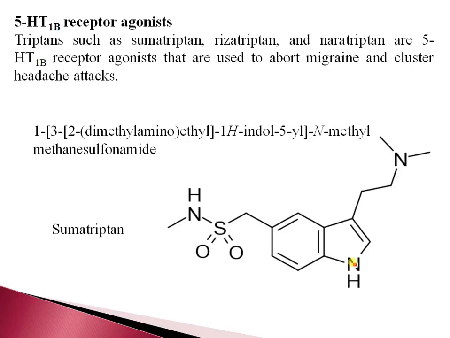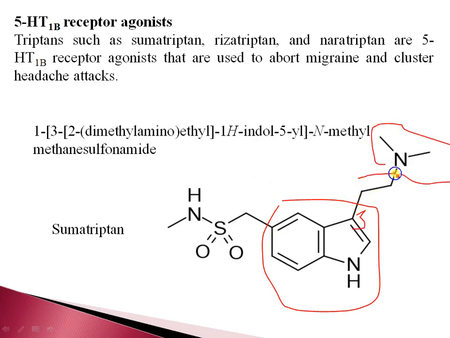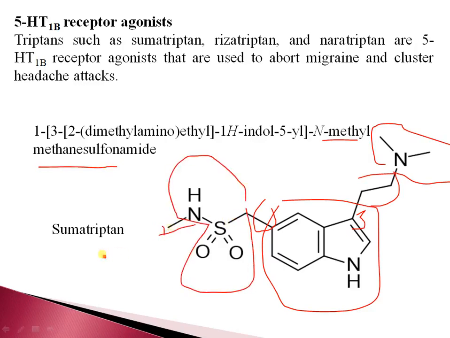The second receptor agonist class is the 5-HT1B triptans. An example is sumatriptan, a well-known drug. It contains indole as the basic nucleus. Again, the third number is substituted with an ethyl dimethylamino group, then ethyl indole, 1, 2, 3, 4, 5-yl. It is N-methyl methanesulfonamide. This is sumatriptan.